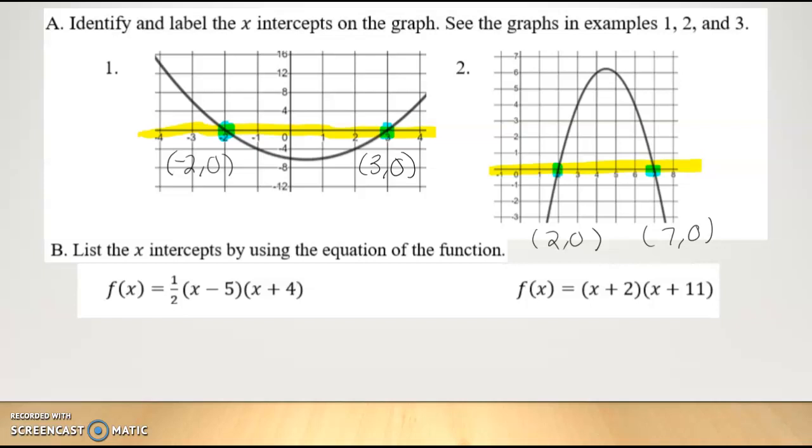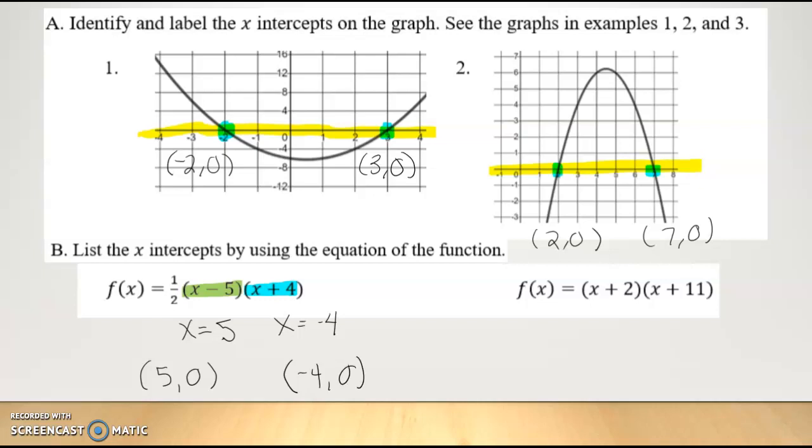I don't need to see the graph to label those x-intercepts, like we talked about before, because I look at the values in the parentheses and take the opposite. So the opposite of a -5 would be a +5, which would give me one x-intercept at 5, 0. And the opposite of a +4 would be a -4, which would make my second x-intercept at -4, 0.